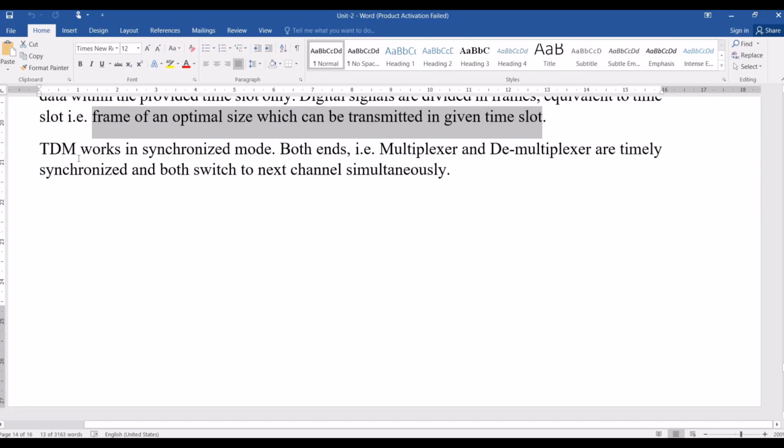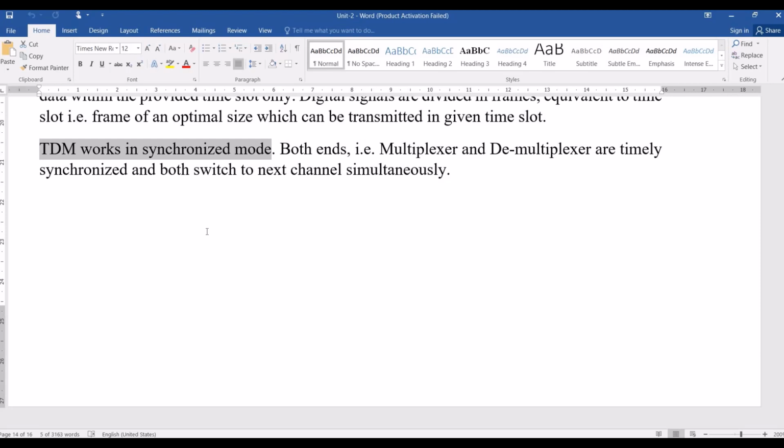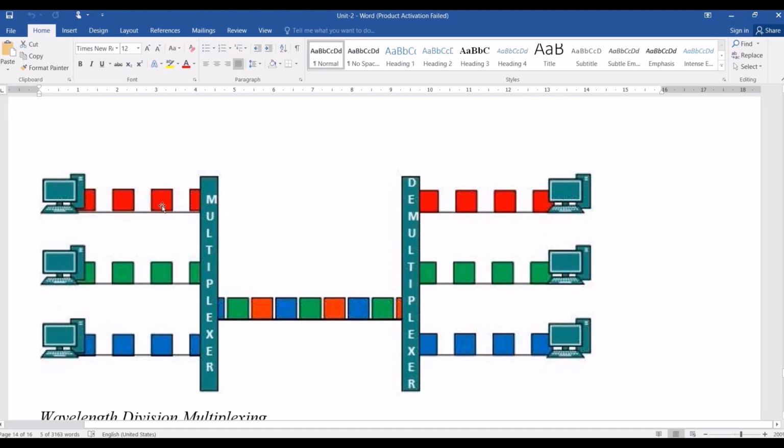TDM is a synchronized mode, so it needs to synchronize. Why? Because this is time based. The multiplexer and the demultiplexer need to have time synchronization, the same time. That's why it can send and receive the information using frames. Here is an example of the multiplexer and the demultiplexer. Here we have a time slot, and based on this time slot, the demultiplexer receives what is sent by the multiplexer.